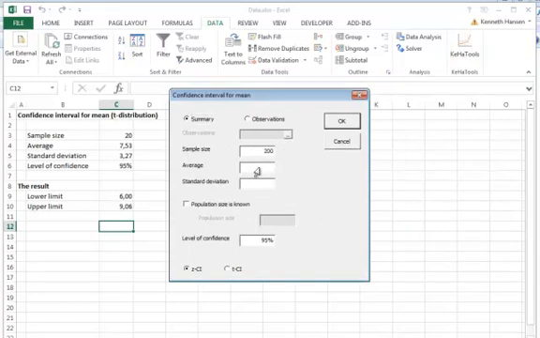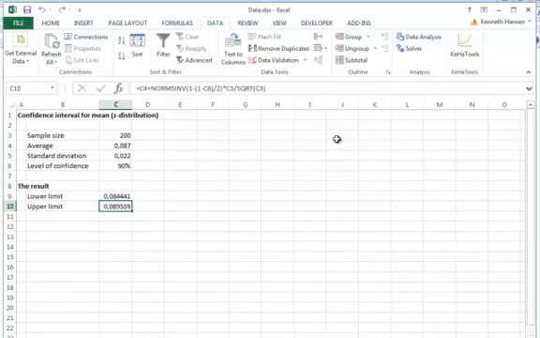The average is 0.087, a standard deviation of 0.022. And now we need a 90% confidence interval. And as the sample is large, we're going to keep the Z confidence interval, and we get the following results.